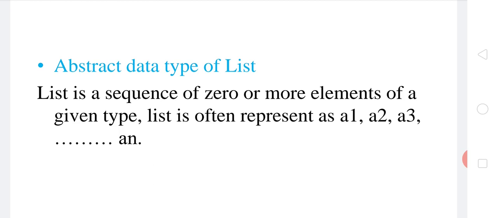Abstract data type of list. Actually, a list is a sequence of 0 or more elements of a given type. Such a list is often represented as a1, a2, a3, up to an. N stands for the number of elements in the list, and a1 is the first element. When n is equal to 0, the list is empty, having 0 elements.